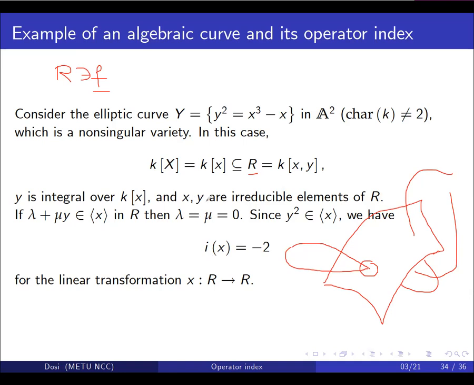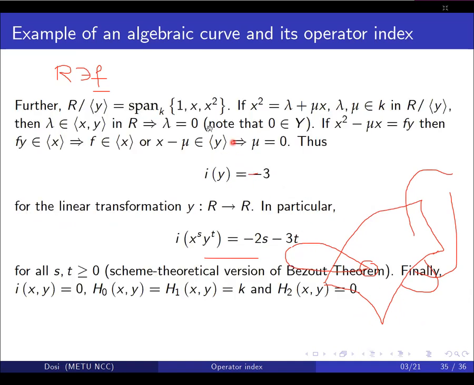So look at this example here. The index of x turns out to be -2. Let me show you here. You can calculate the same index for y. It turns out to be -3. Well, look at this example. Let me show you now.